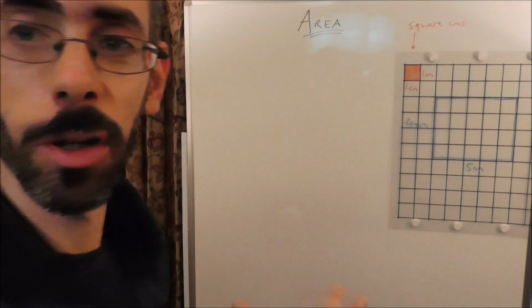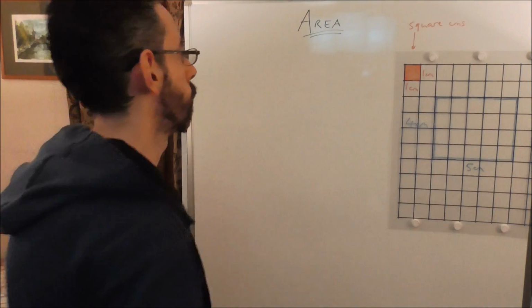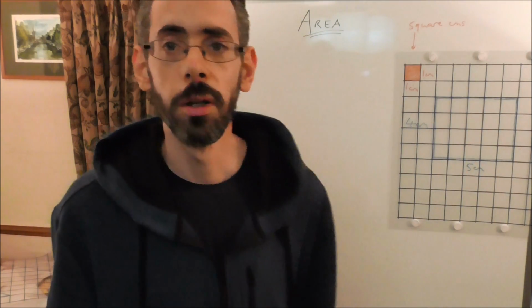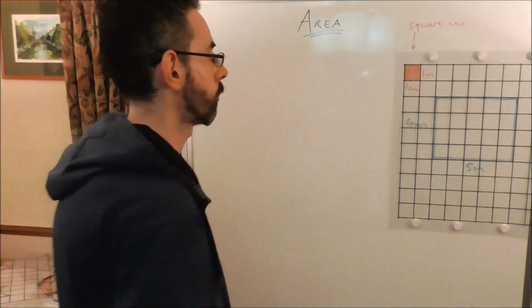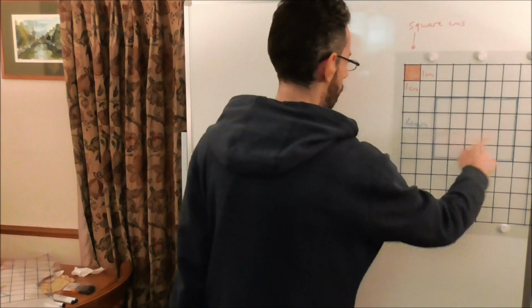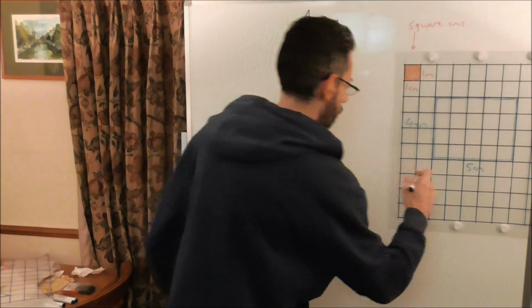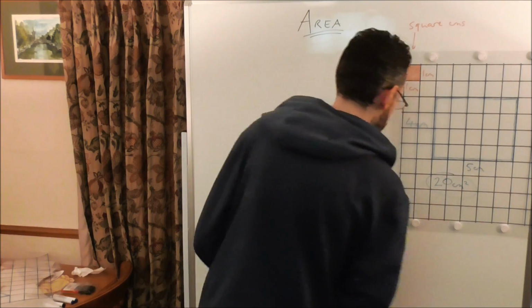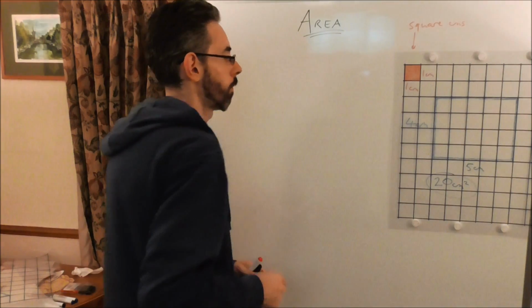Let's find the area of the rectangle now. Again, just by counting the squares inside the shape. I'm going to do it row by row. So there are 4 rows with 5 squares in each row. So the total number of squares is just 5, 10, 15, 20. So the area of the rectangle is just 20 square centimetres. It covers 20 of these squares.